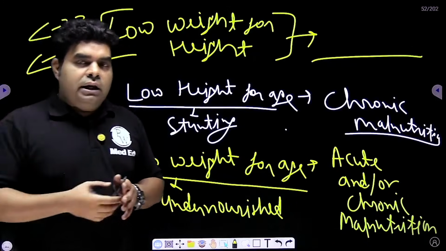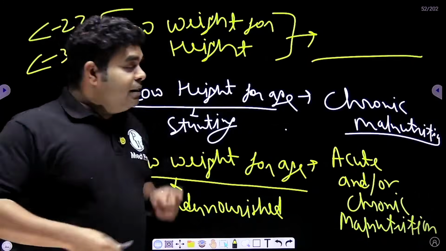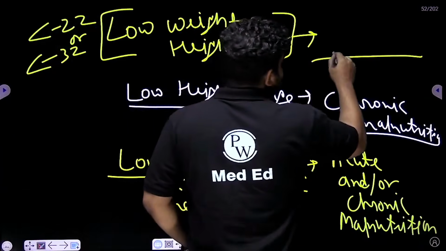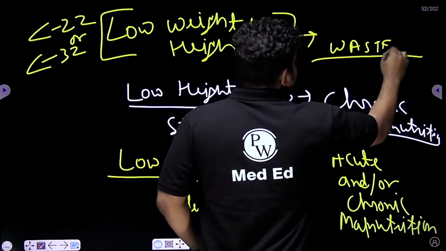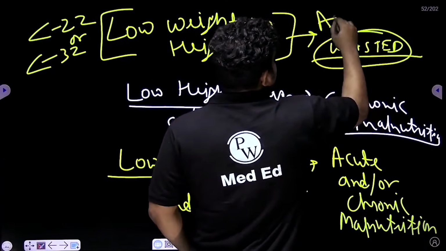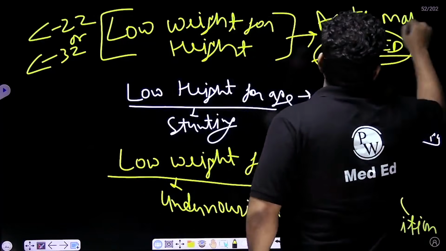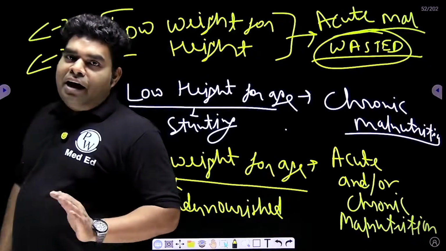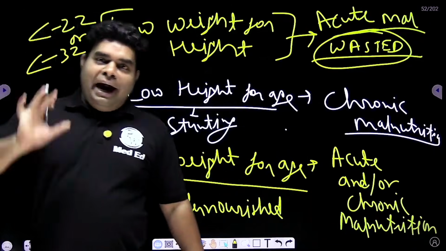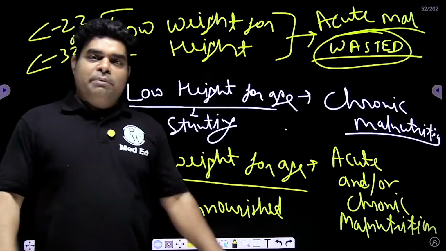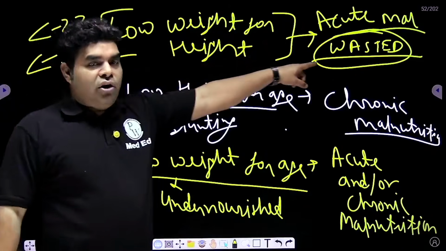The guy or the girl in your class who is very tall and very thin, that is the boy or girl who is wasted. So wasted means the problem is acute malnutrition, due to some breakup or some recent problem, they are not eating well. So the height is good, that means chronic problem is not there. It's acute malnutrition or wasting.